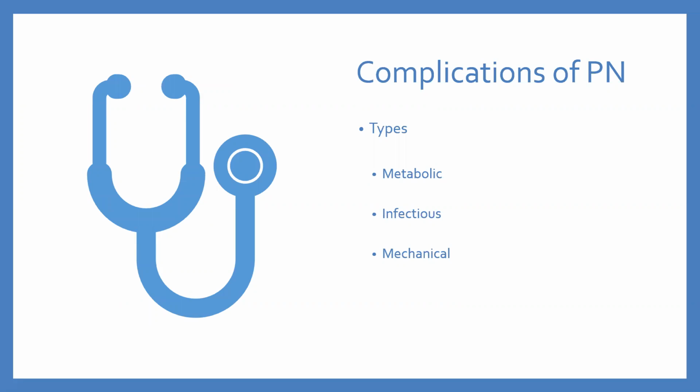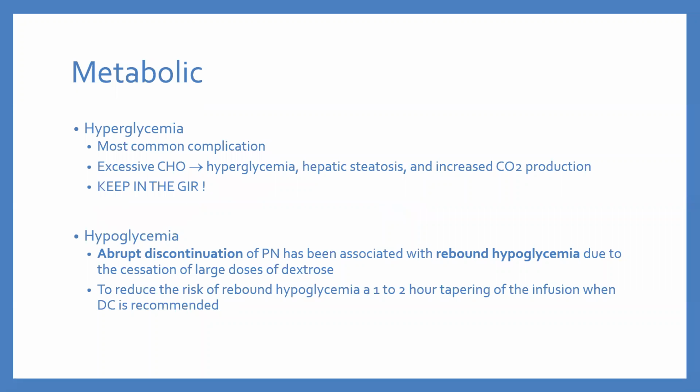Briefly, I would like to go over some complications that come along with parenteral nutrition that you should keep in mind. Those are broken down into 3 types, which include metabolic, infectious, and mechanical. From a metabolic standpoint, Kelly hit on this a little bit earlier, but hyperglycemia is one of your biggest concerns, and it is going to be your most common complication because of the excess carbohydrates, with risk of hyperglycemia, fatty liver, and increased CO2 production.